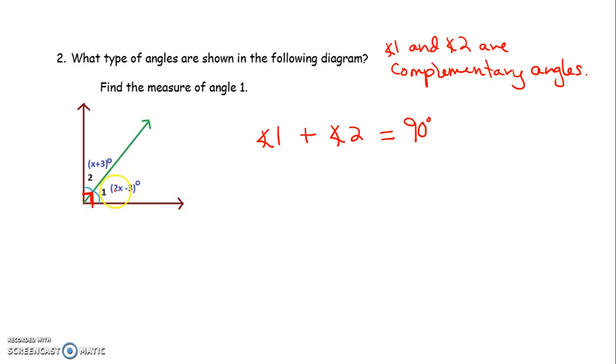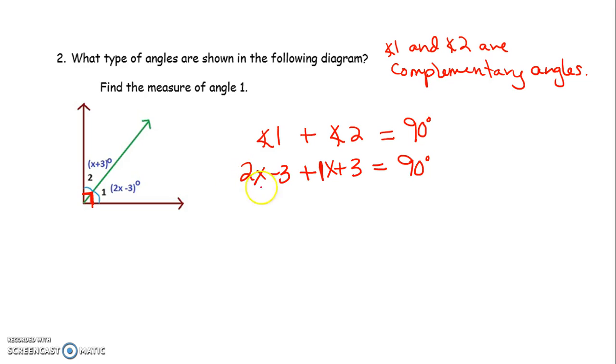So angle 1, they tell us, is 2x minus 3. Keep my plus sign. Angle 2, they tell us, is x plus 3. And those two angles are complementary. They have to add up to 90 degrees. What's in front of this x? Oh, coefficient of 1. So now I'm going to go back into my equations unit.